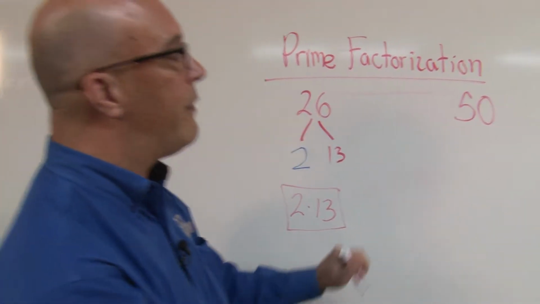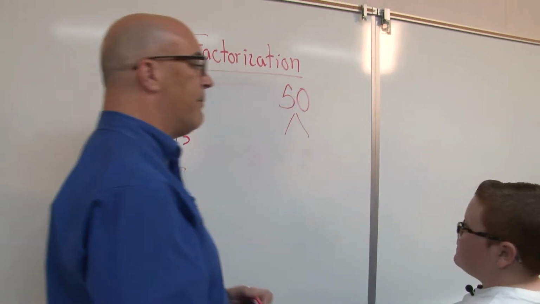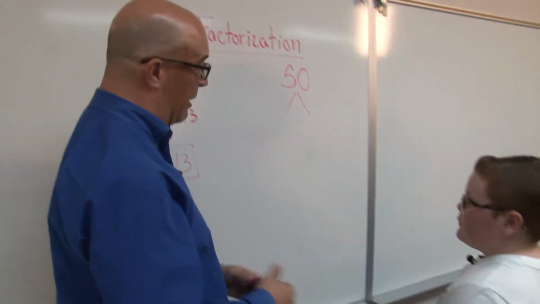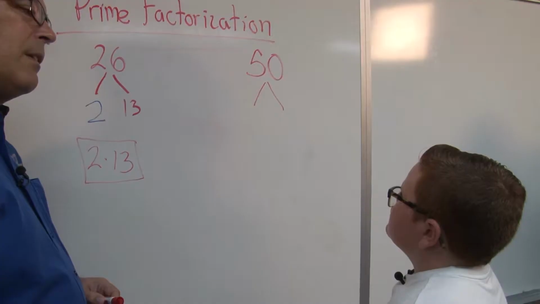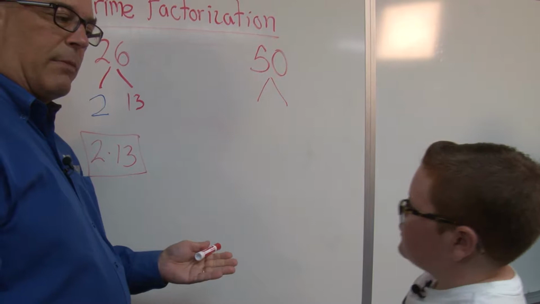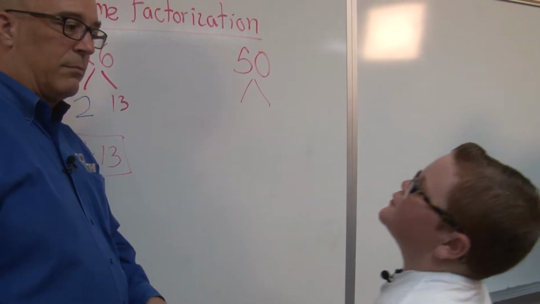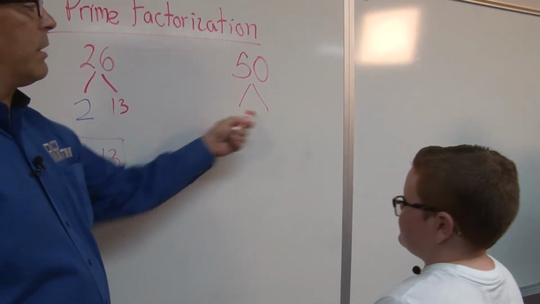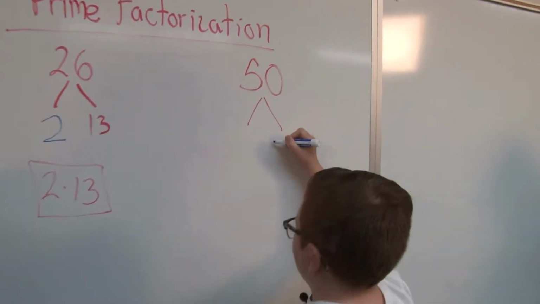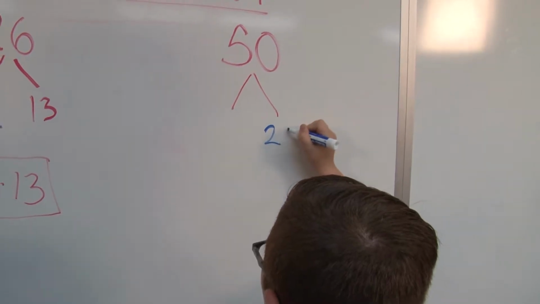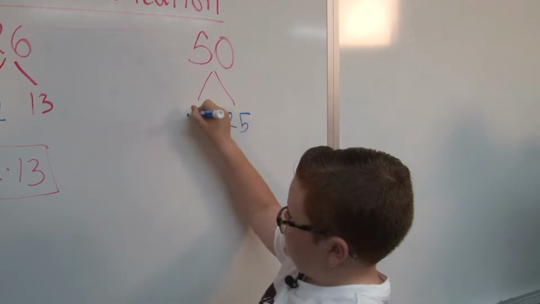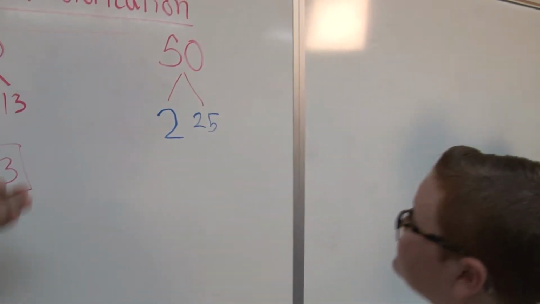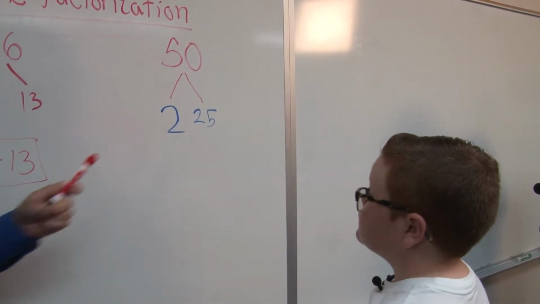Okay? So let's try 50. Now you're on your own here, but I'm right here if you need me. So what 2 numbers will go into 50? If you had 50 cents and you wanted to cut it in half. Oh, 25. Okay, so one's going to be 25, right? And what's the other number going to be? How many times does 25 go into 50? 2. Perfect.